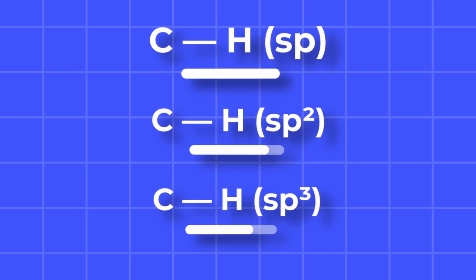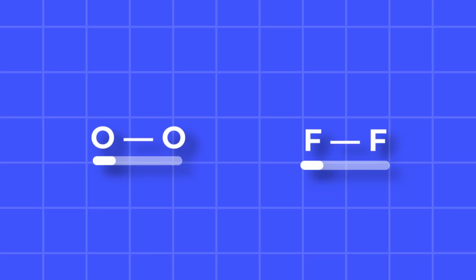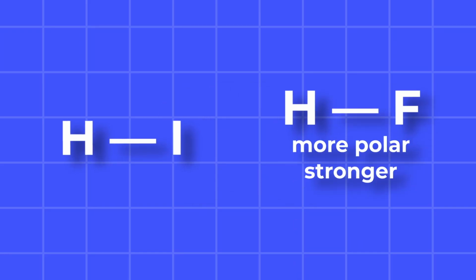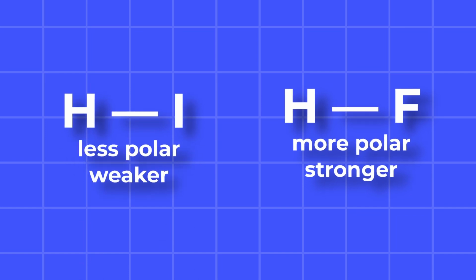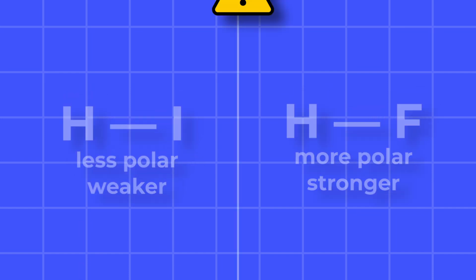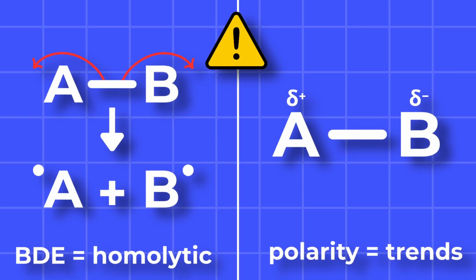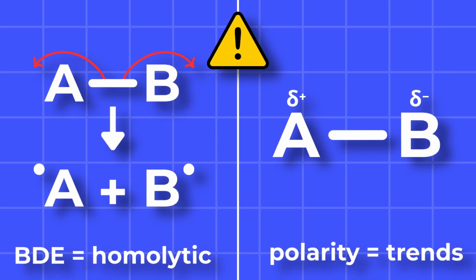But not all single bonds are sturdy. The oxygen-oxygen bond and the fluorine-fluorine bond are surprisingly weak, thanks to lone pair repulsions. As a rule of thumb, shorter bonds are stronger. Also, more polar covalent bonds can be stronger. Compare hydrogen-fluorine versus hydrogen-iodine. But remember, BDE refers to homolytic cleavage. Polarity helps explain trends. It isn't the definition.